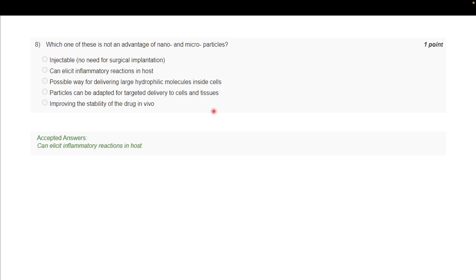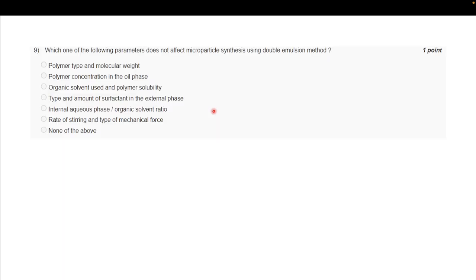Okay, then I'll move towards the next question. The next is, which one of the following parameters does not affect microparticle synthesis using double emulsion method? I'll wait for your response. Go through the options.